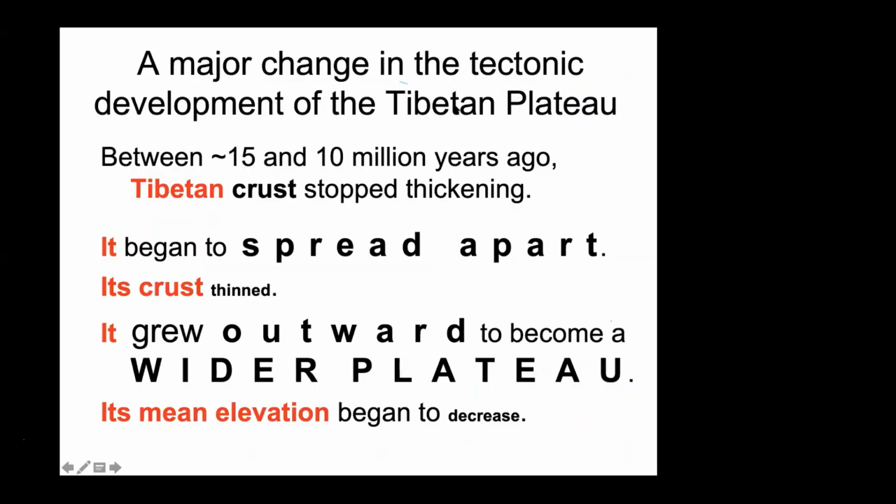So a major change occurred between 10 and 15 million years ago. The crust stopped thickening, began to spread apart, the crust thinned, the plateau grew outward, becoming a wider plateau. I hope you get all this exaggeration. And the mean elevation began to decrease. So why did this happen?